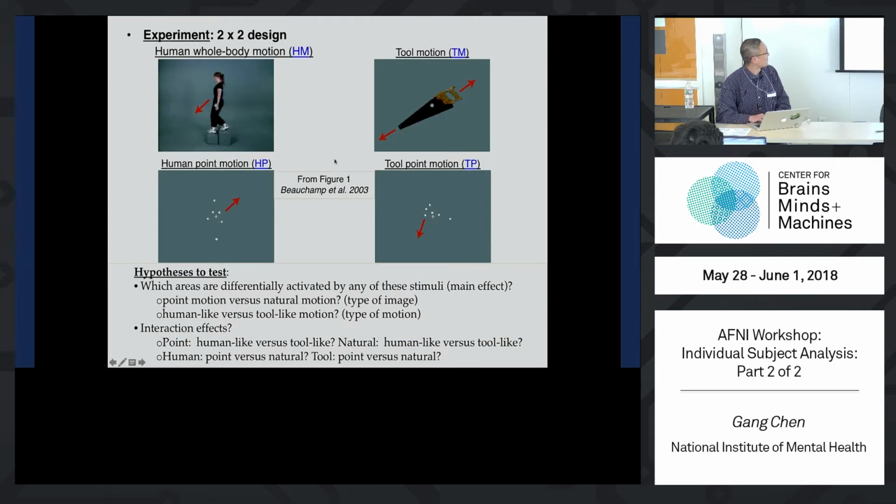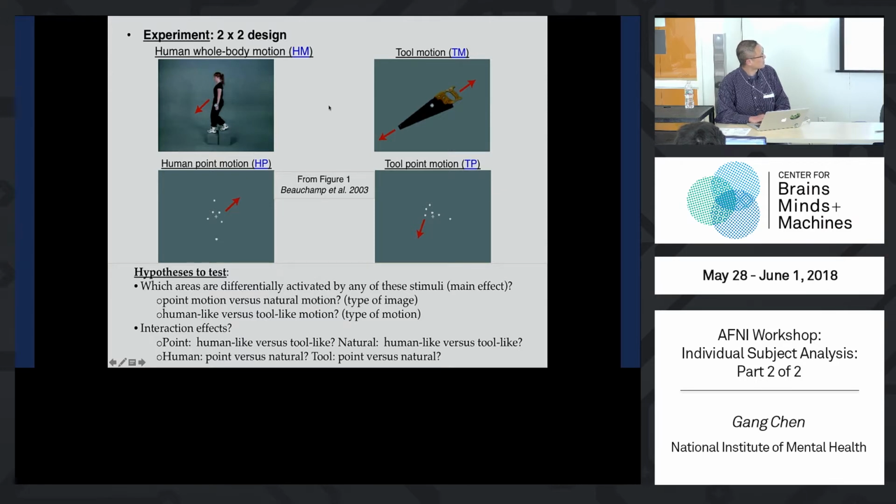This shows a human image, right? This is also a human image, but it's dots. This is the tool, the saw. This is the hammer, right? So these are the 4 different types of images. On the left column, it's a human. On the right column is a tool. So that's one way to categorize those 4 tasks.